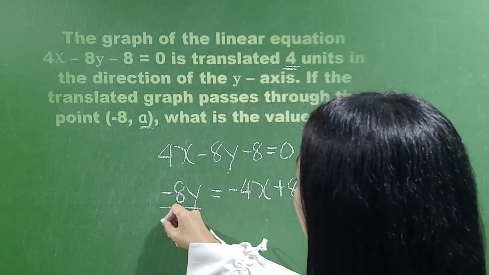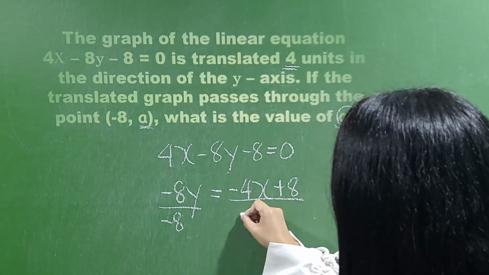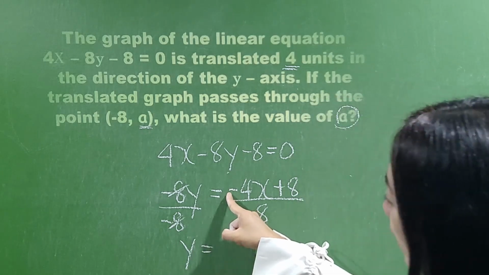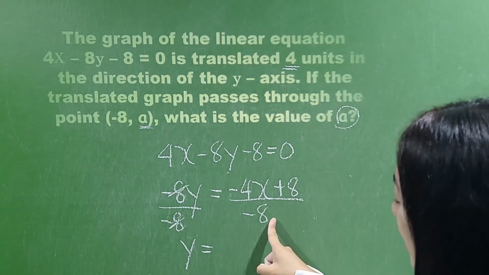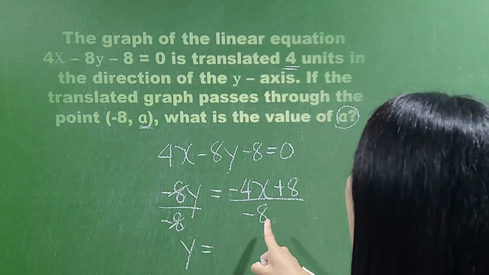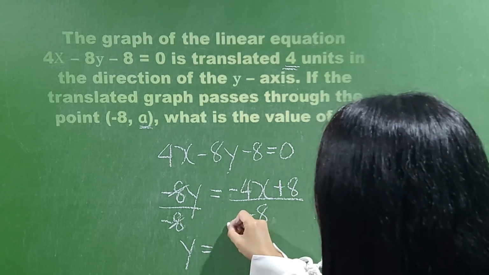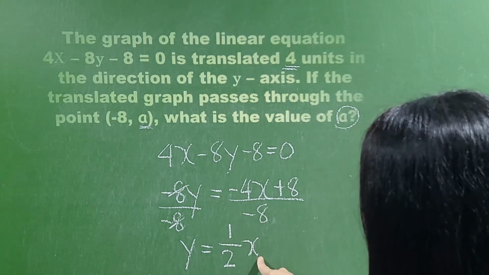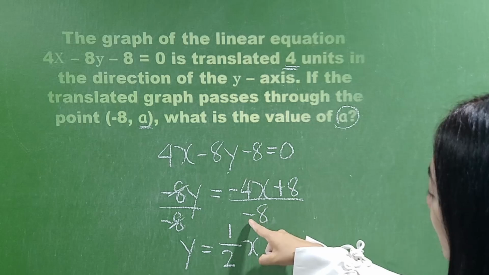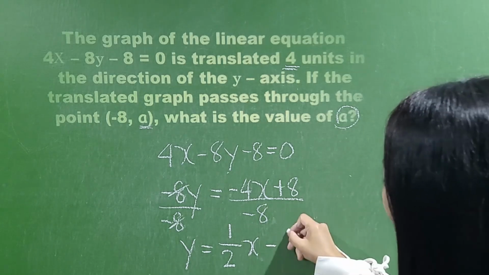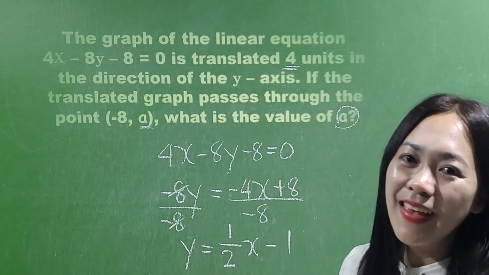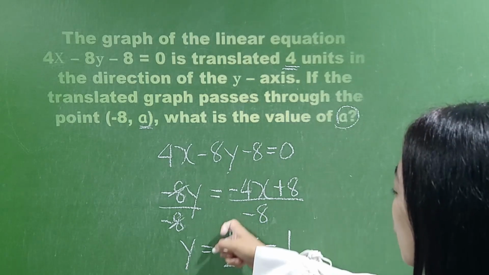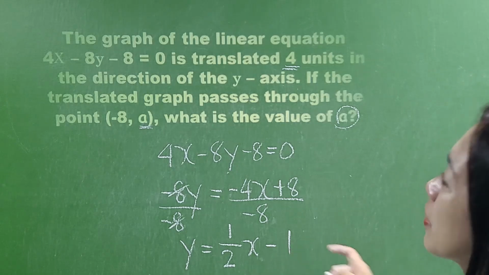Okay, we will simplify by dividing both sides by negative 8. So we now have y here. So negative 4 over 8, if we simplify, is now positive 1 over 2 x. So 1 over 2x, and 8 divided by negative 8 is negative 1. So we have this linear equation in slope-intercept form. y is equal to 1 half x minus 1.